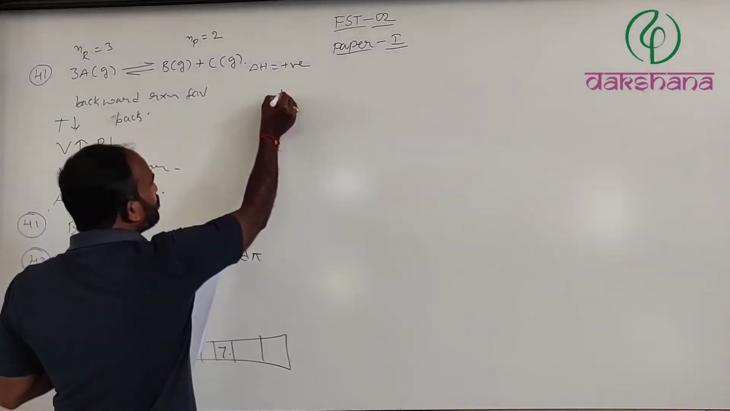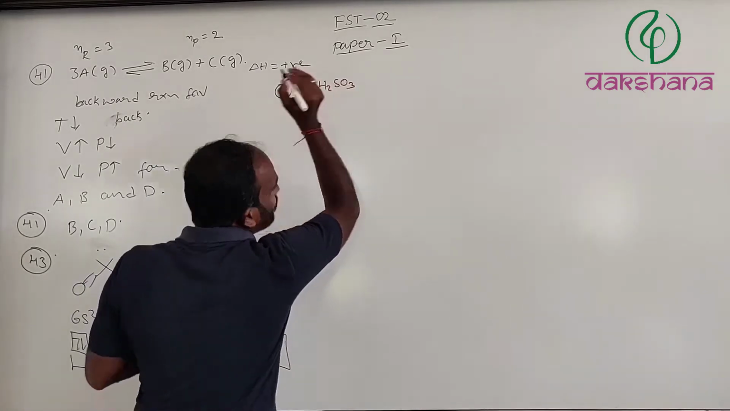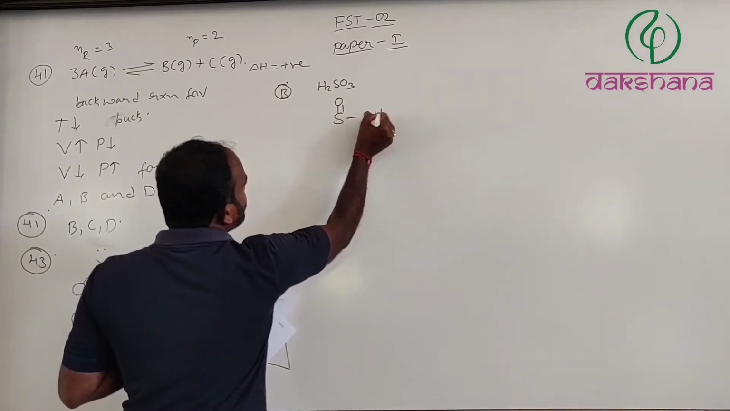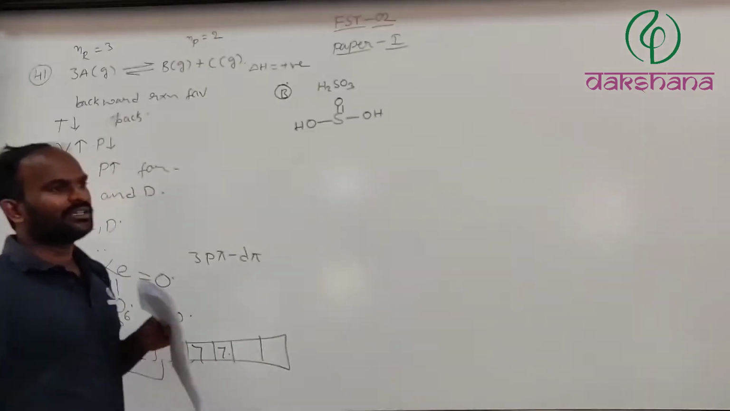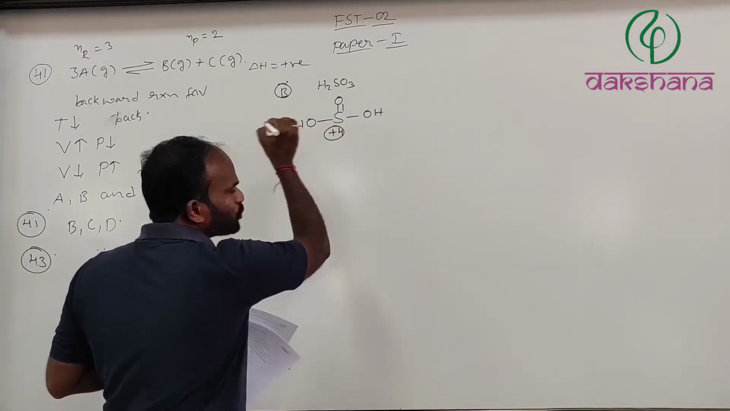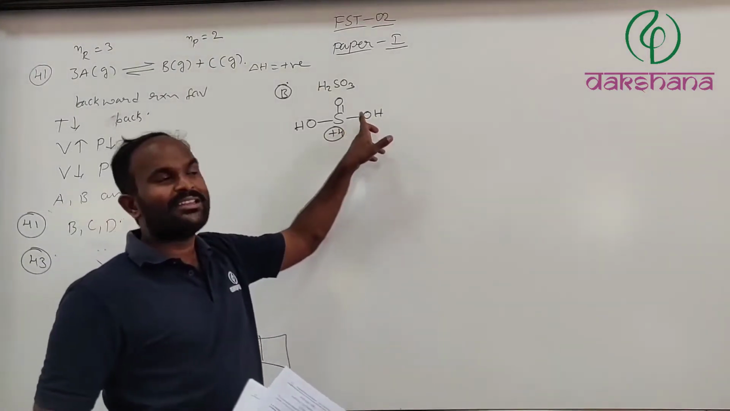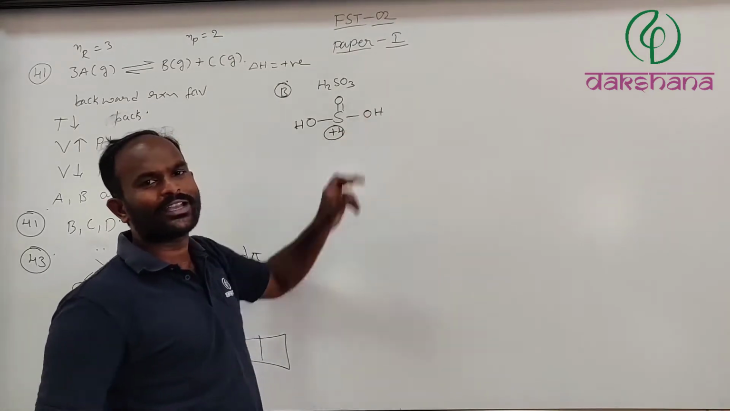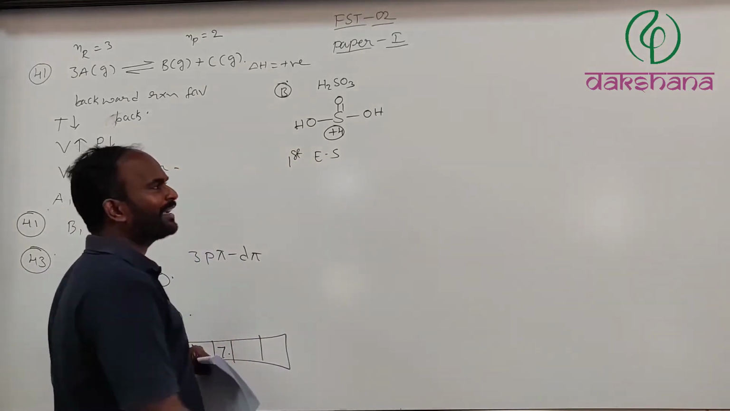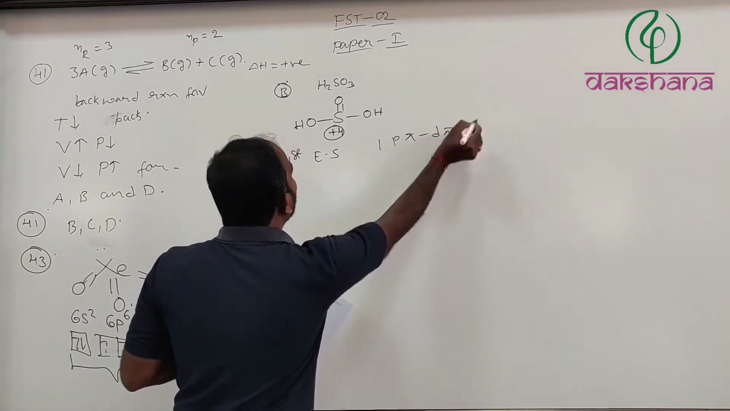Next, option B, H2SO3. In H2SO3, the structure is S double bond O, OH as well as OH. Its oxidation state is +4. And in which excited state is this molecule going to be formed? First excited state. In the first excited state, how many d orbitals are going to be involved? Only 1. Therefore, 1 p-pi d-pi bond can be present. Surely 1 p-pi d-pi bond will be present.